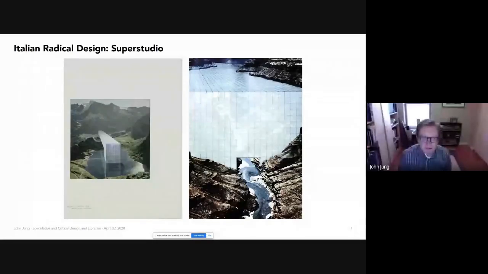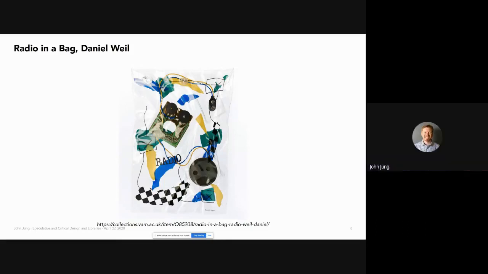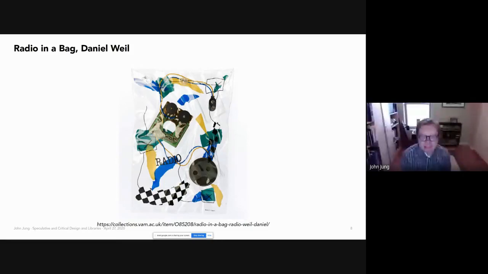So next up, we have another designer. This is Dennis Weil, who made Radio in a Bag in 1981. So in the early 80s, if a product designer was assigned the task of redesigning a radio, normally they would have focused on the shell of the radio, so kind of the outer container. That's the part that hides the electronics that are inside, and it's all that a consumer normally ever gets to see.